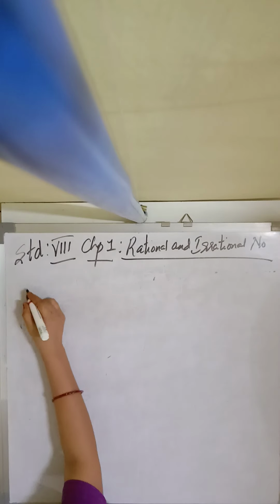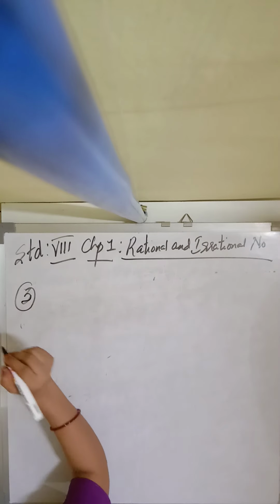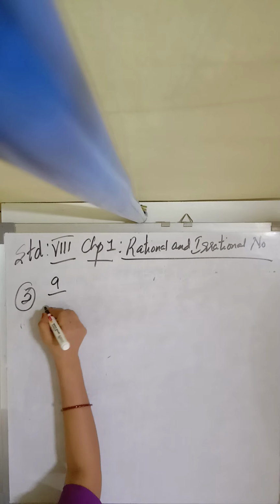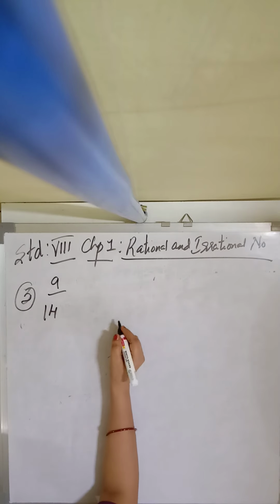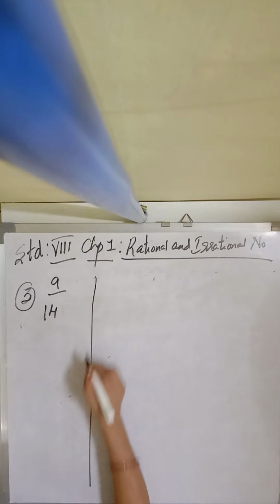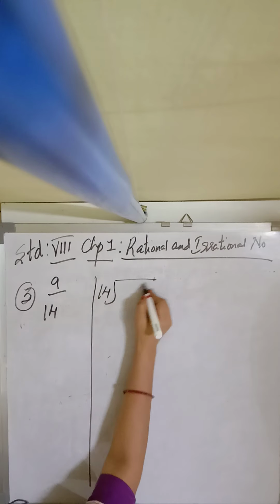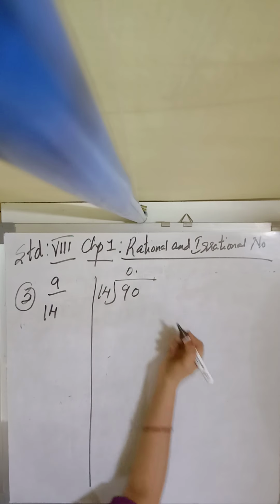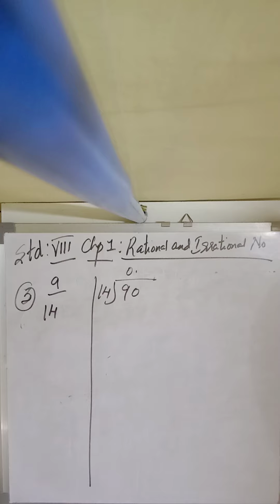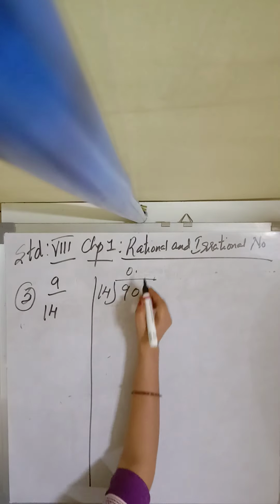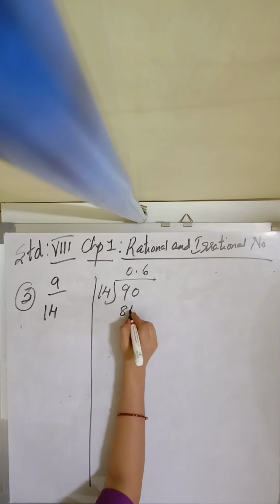Now let's move to your third question. What is the third question? It is 9 by 14. So the third question is 9 by 14. Now let us start dividing this. 9 0 point.